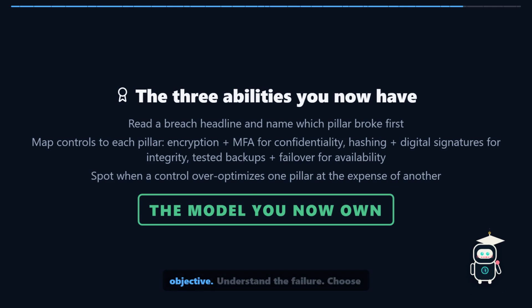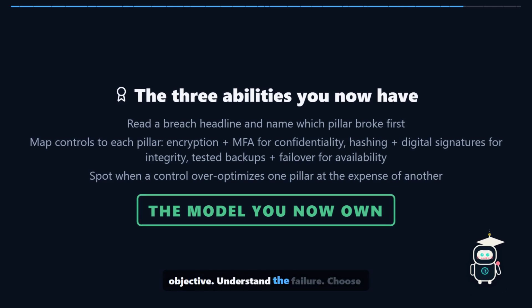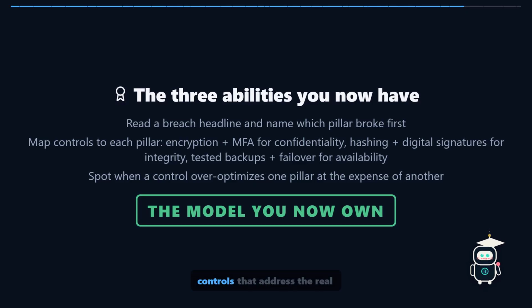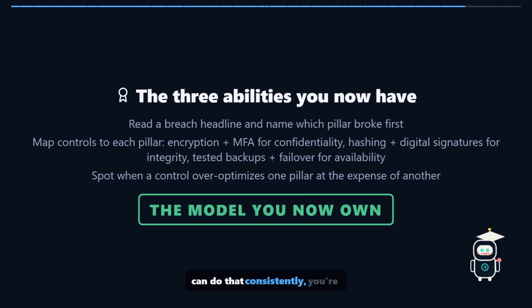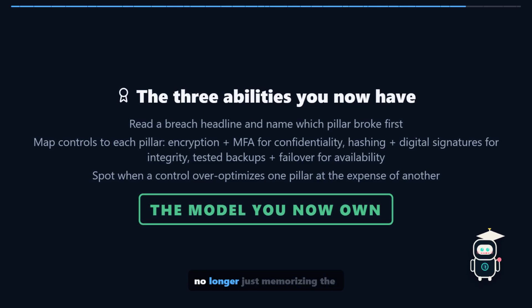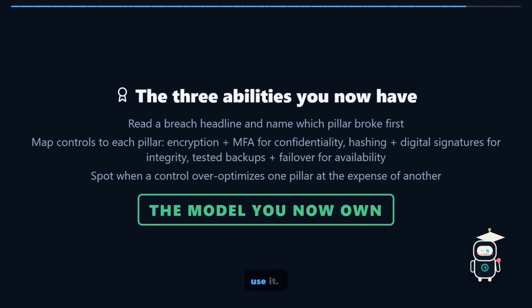Identify the security objective. Understand the failure. Choose controls that address the real problem. And evaluate what those controls change elsewhere. If you can do that consistently, you're no longer just memorizing the CIA Triad. You're beginning to use it.